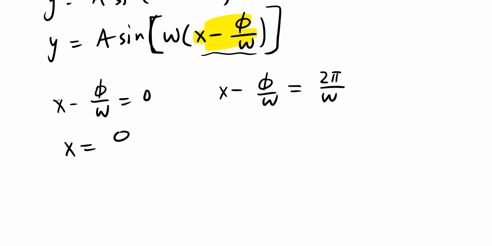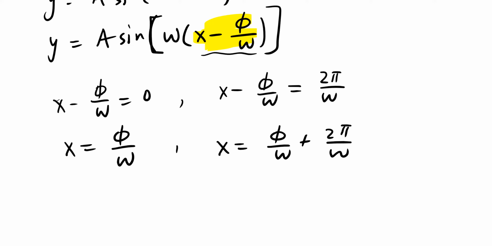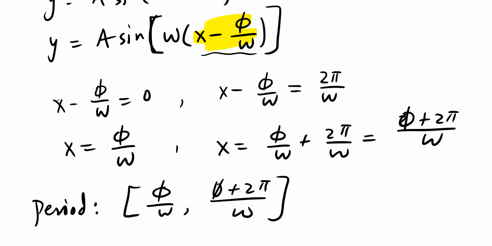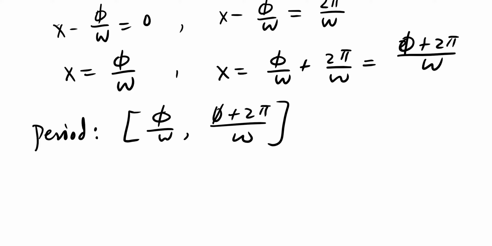So x equals phi over omega at the start, and at the end, if you add phi over omega to both sides, x equals phi plus 2 pi over omega. So this means the period for such a graph will go from phi over omega all the way to phi plus 2 pi over omega. So that's for the more general one.